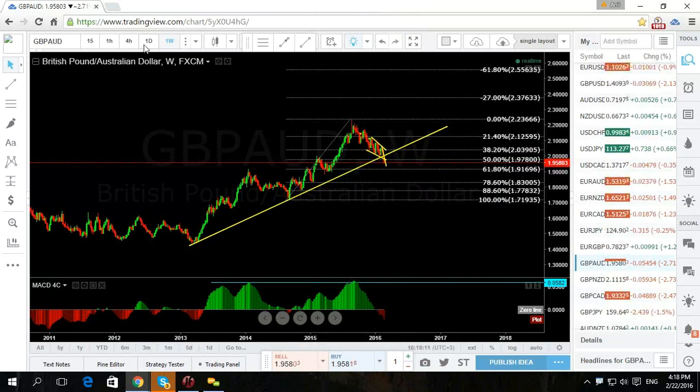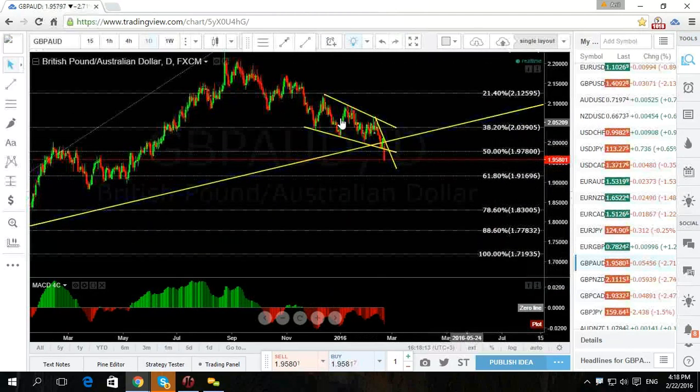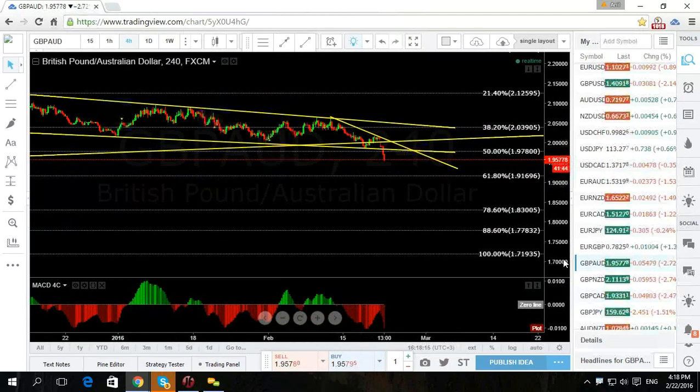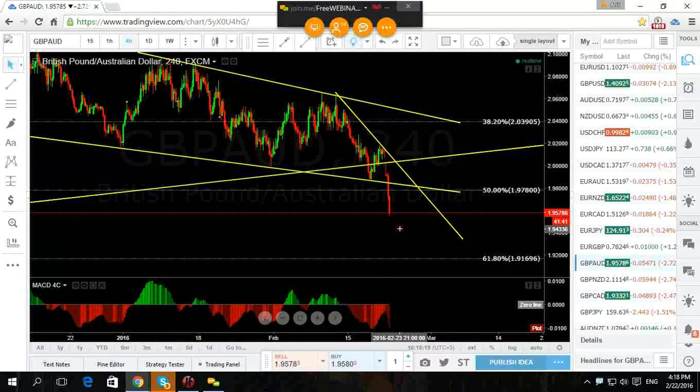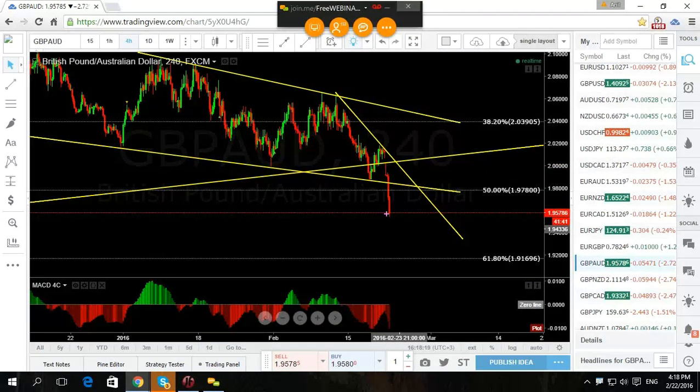So come back to the daily, 4 hour. The same remains for this as for the dollar, as for the Pong dollar. You're looking for a corrective structure. Do not jump in the candles. If you jump in these candles, you're going to lose your account eventually. So this thing will correct. It always corrects. They always make these corrective structures. So wait for these corrective structures.